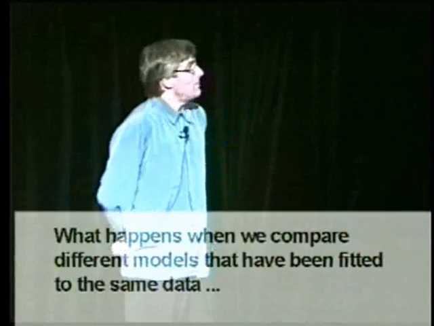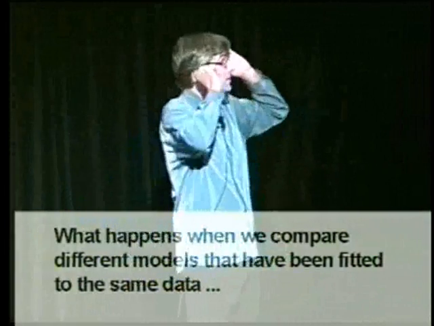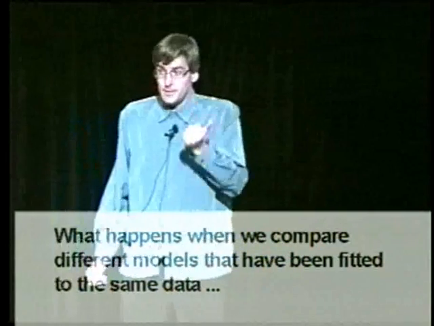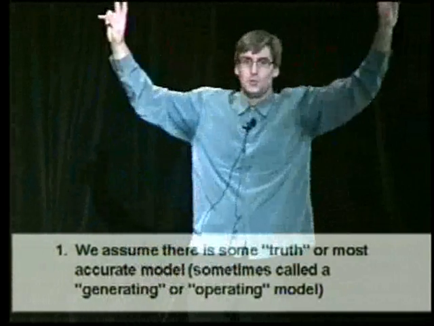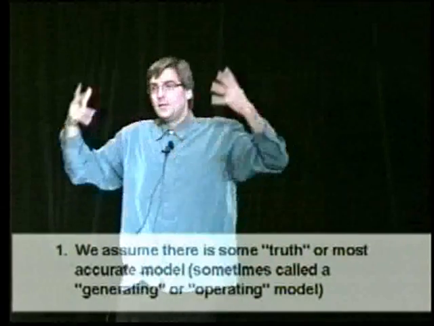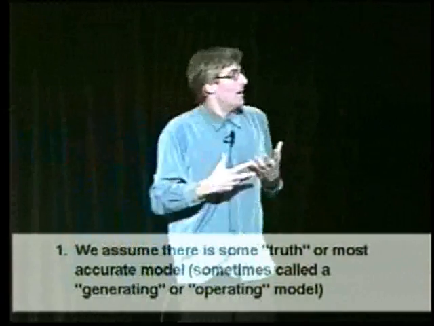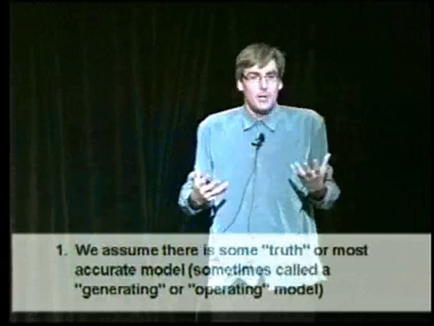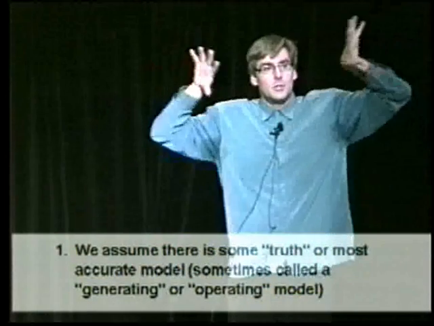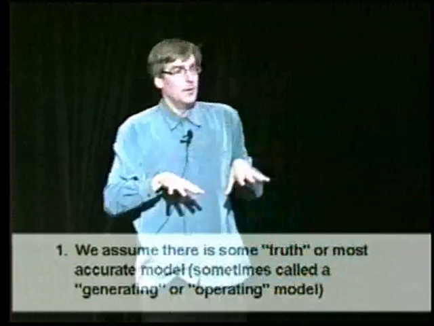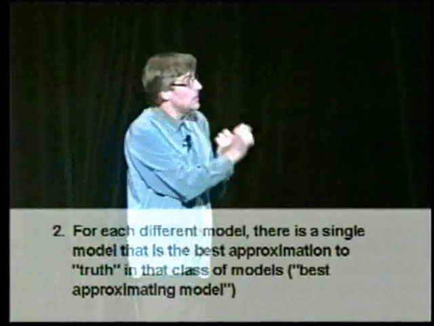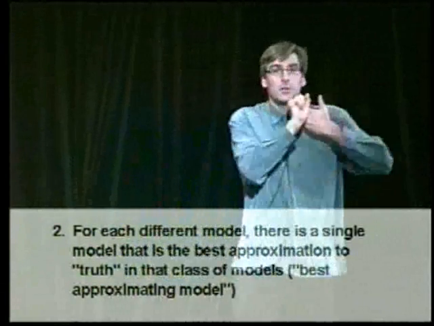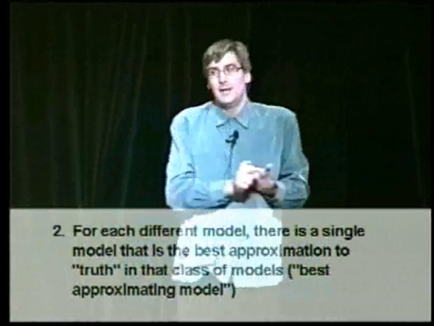Well, let's try to tie these concepts together. What's happened here when we've compared different models that have been fitted to the same data, the same sample? Well, we're assuming that there's something out there, that the truth is out there. There is a possible most accurate model. We call this a generating or operating model. In this case, we knew the distribution of the 20,000 ages within the population. For each model that we're going to compare, there's a single best model that is the closest approximation to truth in that class of models.